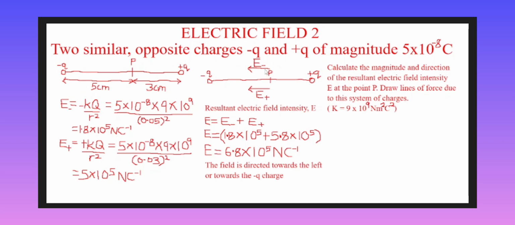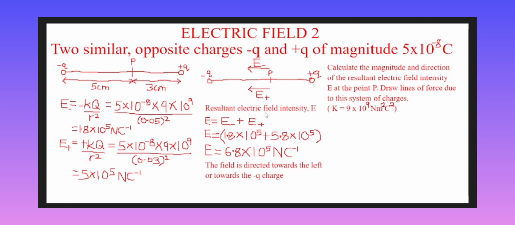And that is why my E subscript minus is in this direction, and my E subscript plus is also in this direction. Okay, good. So I have both my E minus and my E plus moving in towards the left. Okay, that is towards the minus Q charge.